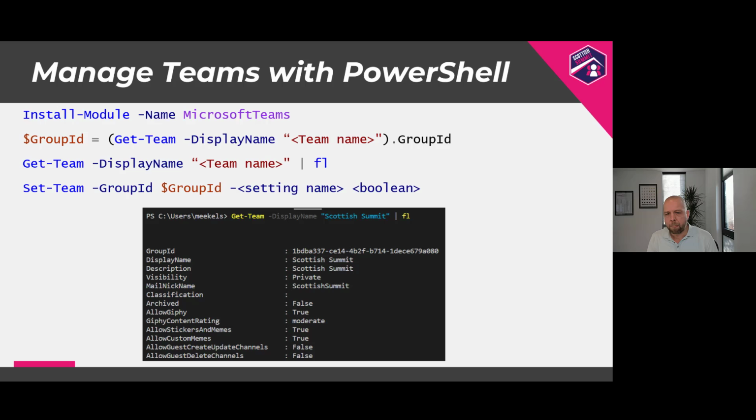For example, you can search for a team, you can get the team. So in this case, I did a Get-Team with the display name of Scottish Summit. And here you can see all the options that are enabled for this particular team. There are more, but the screenshot was becoming too large, so I cut it down to only a couple of the properties of that particular team. But here you see the sticker and meme setting, the custom meme setting, allow guests, create, update channels, etc.